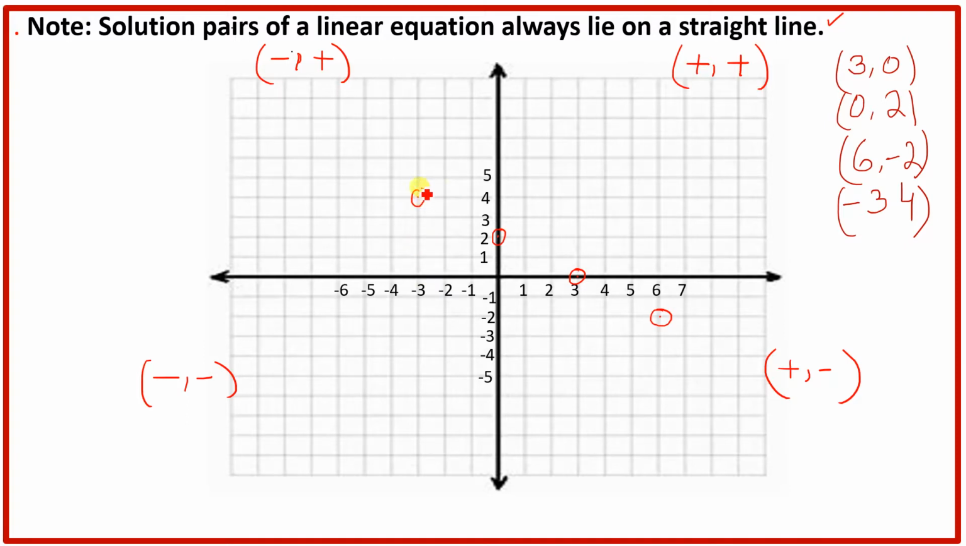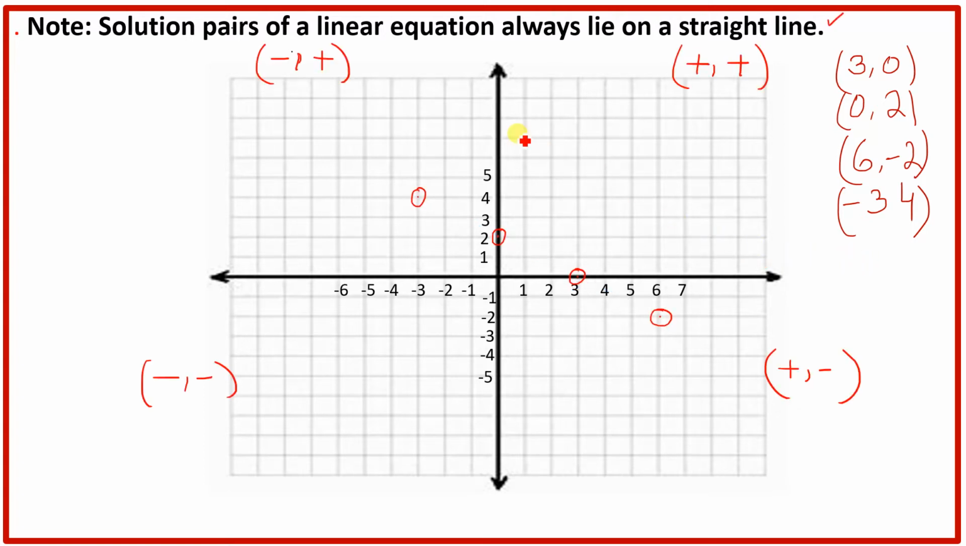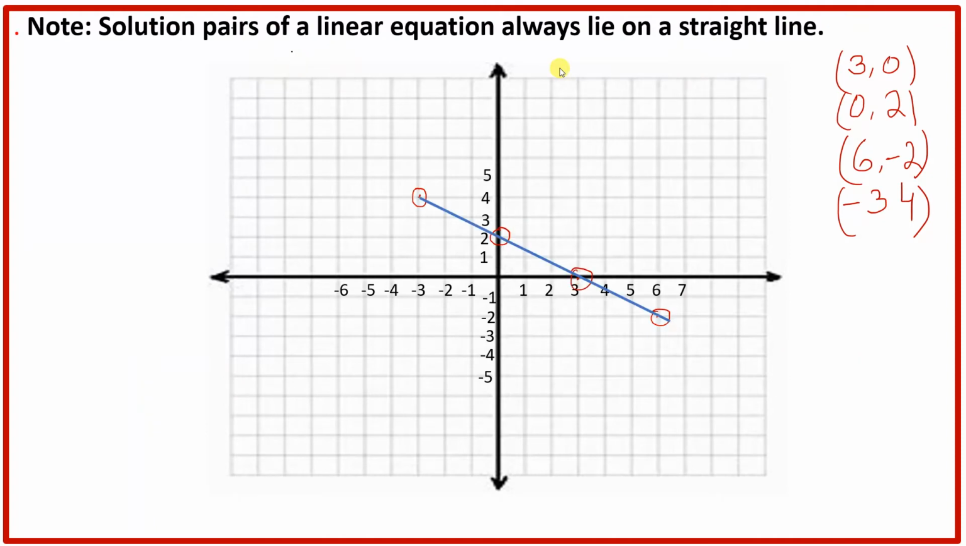So these are our 4 points. When we join these 4 points, we will get a straight line. So see, these are the solution pairs of the equation 2x plus 3y, right? What was the equation here? 2x plus 3y is equal to 6. These are the solution pairs. Solution pairs of a linear equation always lie on a straight line. This is not a coincidence of this example. It is always true that solution pairs of a linear equation lie on a straight line.